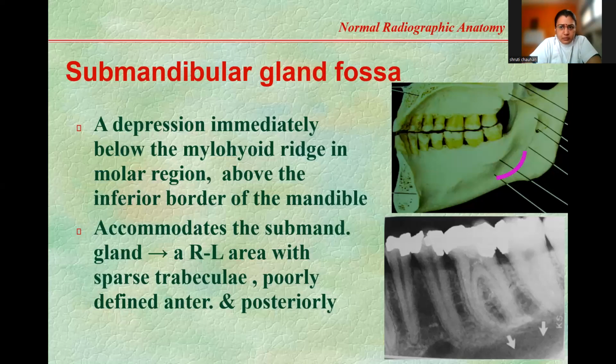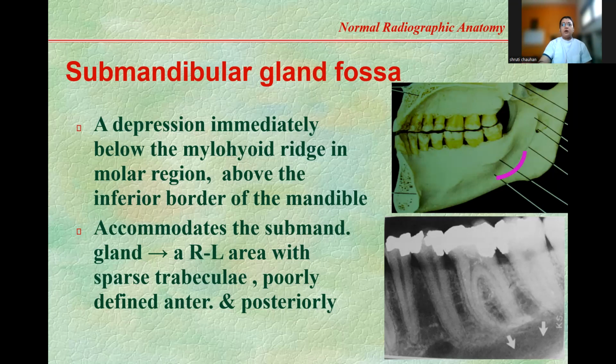Yes. So the submandibular gland fossa is over here, below the internal oblique ridge. Now again, why is it a fossa? So it is a depression. So less bone means more X-rays are passing through it compared to the surrounding. So it is radiolucent. So just remember again, a fossa is obviously going to be a radiolucent area. It accommodates the submandibular gland, and it's a radiolucent area with sparse trabeculae, poorly defined anteriorly and posteriorly. So it is just an ovoid or an oval radiolucency over here.